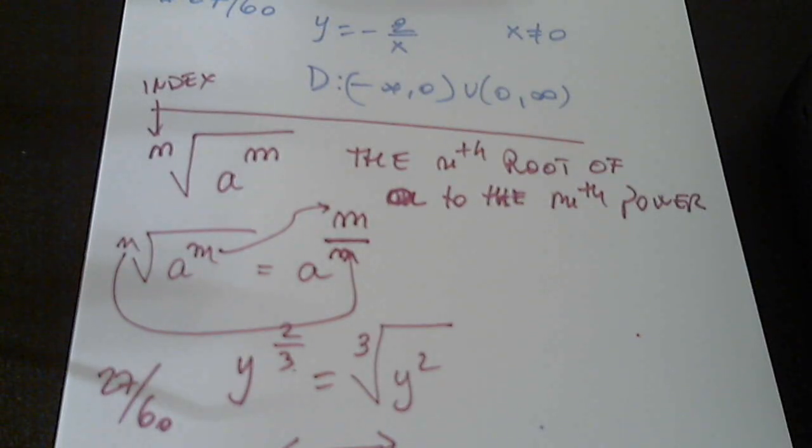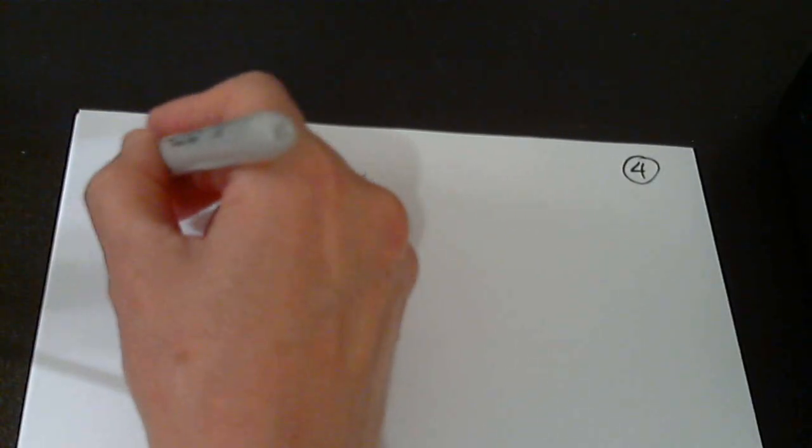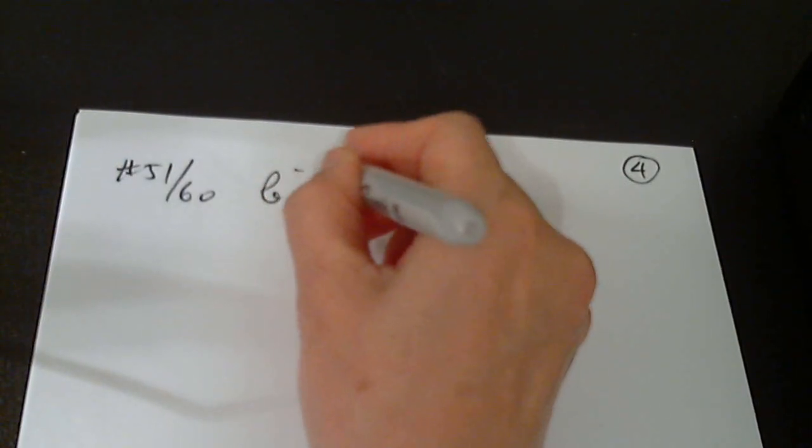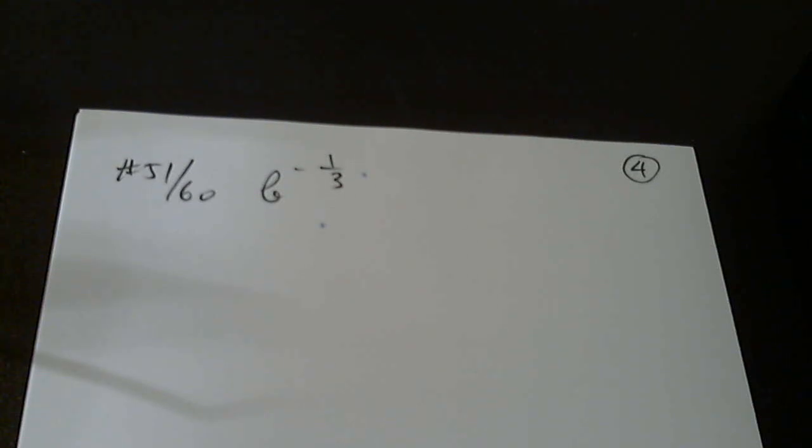Now, things get a little bit more complicated if the exponent is negative. So let's work on a negative exponent. Anyone would like to choose? 51. So we have b to negative 1/3. And they say, write it as an equivalent.